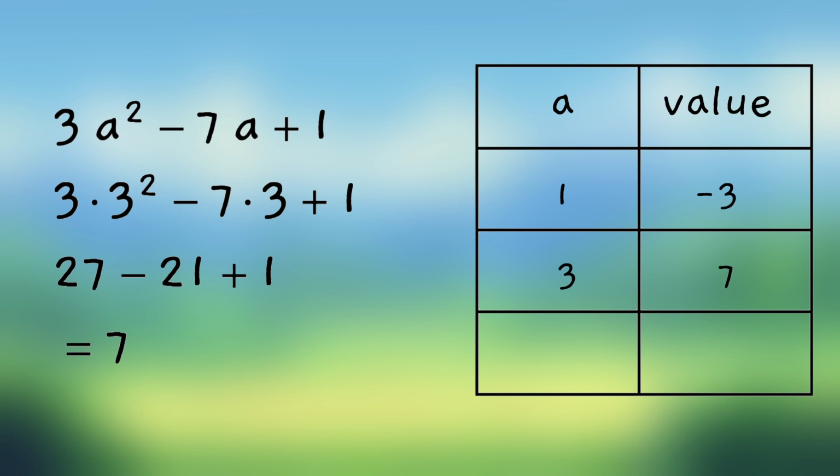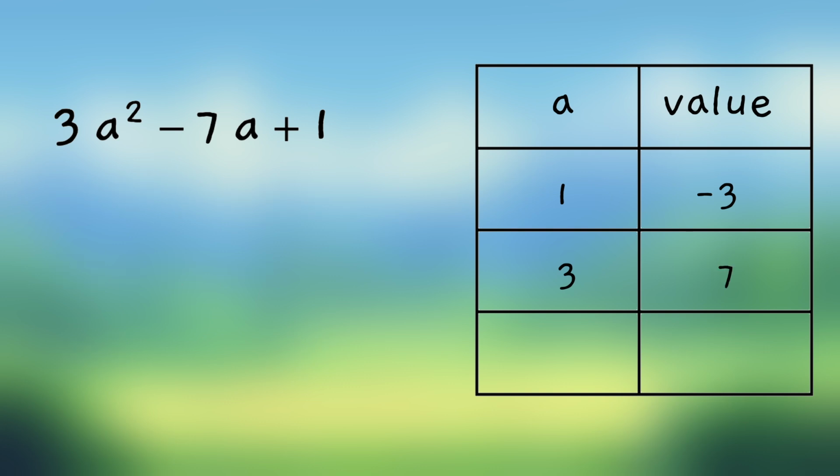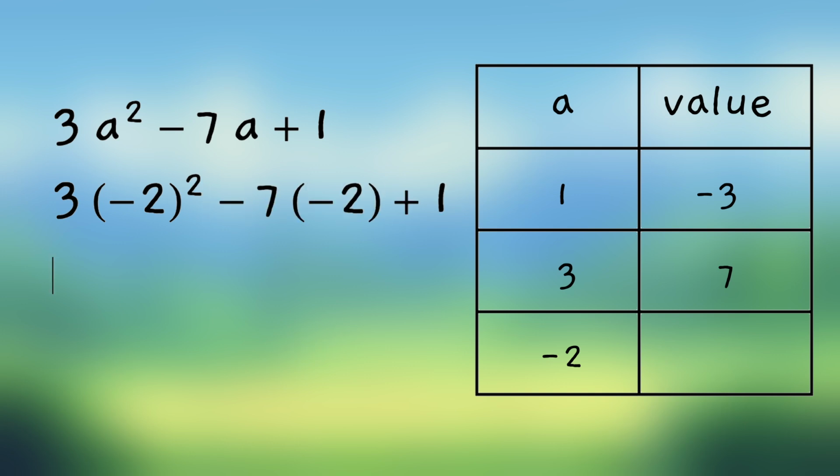Let's do one last example with this algebraic expression. We're now going to plug in negative 2 for a. That gives us 3 times negative 2 squared minus 7 times negative 2 plus 1. 3 times negative 2 squared is 12. And negative 7 times negative 2 is positive 14 plus 1. Add these together and you get 27. So when a is negative 2, the value of the expression is 27.